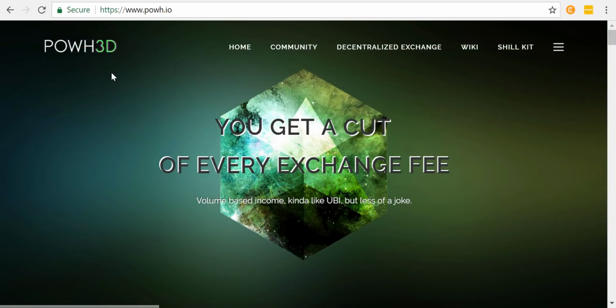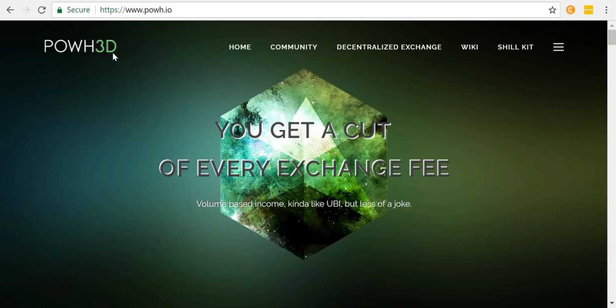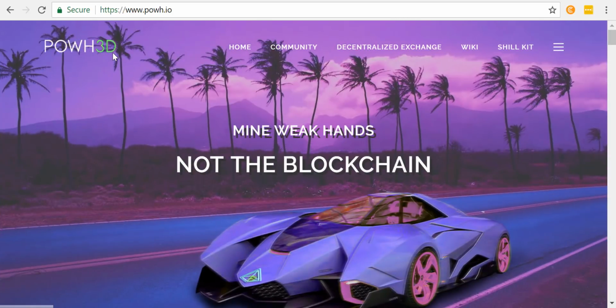So you can go and view the contract. There's at least one guy online who has broken down the entire Proof of Weak Hands 3D. He's a developer. He explained the code. So keep in mind that it's decentralized software that's stored on the contract.